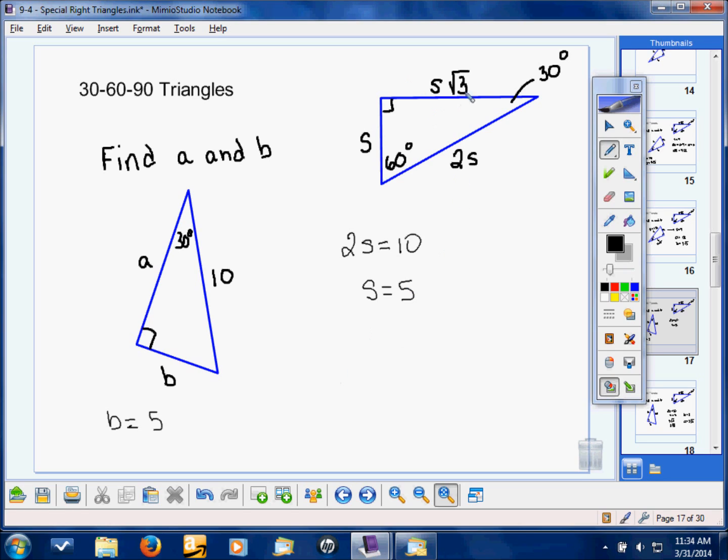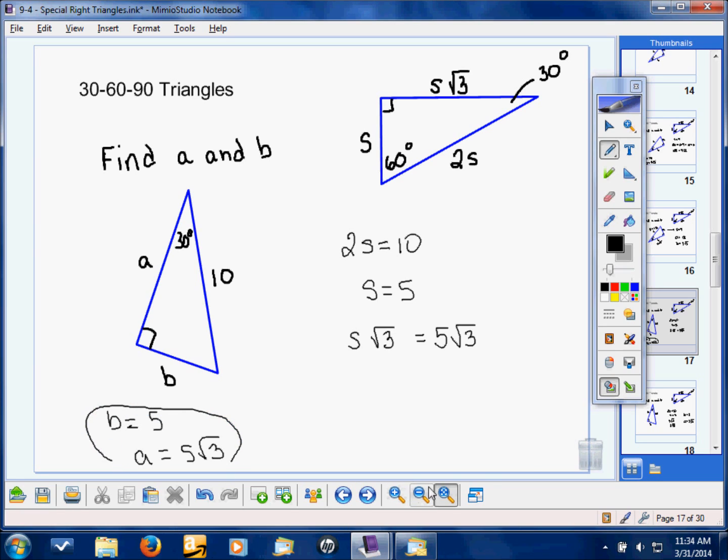Then we have one more side. This is an S square root of 3. Jessica, what is it? 5 square root of 3. Good. So S square root of 3 in this case is 5 square root of 3. Jessica, which answer is that? A. So A is 5 square root of 3. Here's your answer right here.